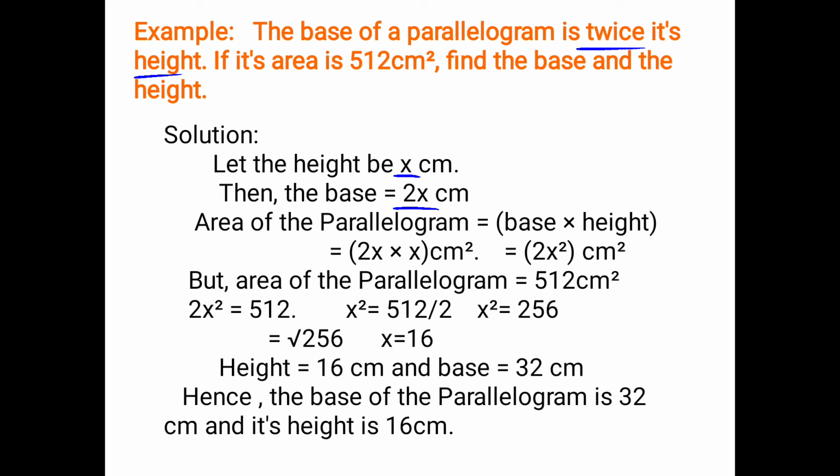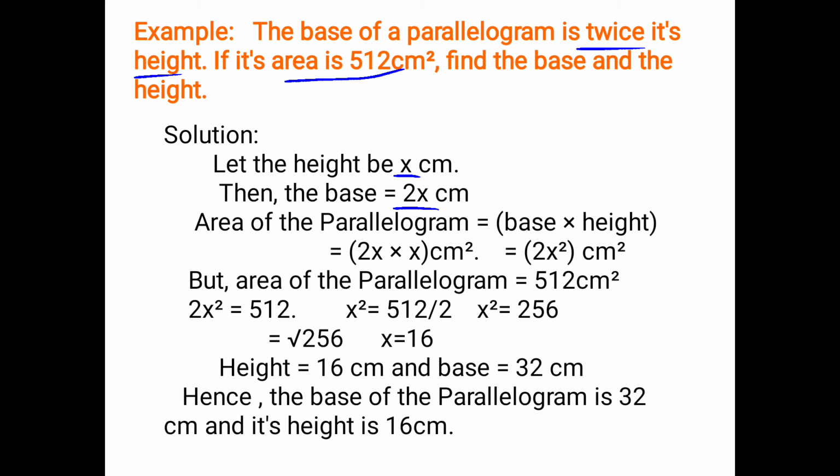So area of the parallelogram is equal to base into height. That is a formula, right? So base into height. The base is 2x and the height is x. So 2x into x is 2x square centimeter square. But the area of the parallelogram is already given in the question. Area of the parallelogram is 512. So we can substitute: the area of the parallelogram is equal to 512. So 2x square is equal to 512.